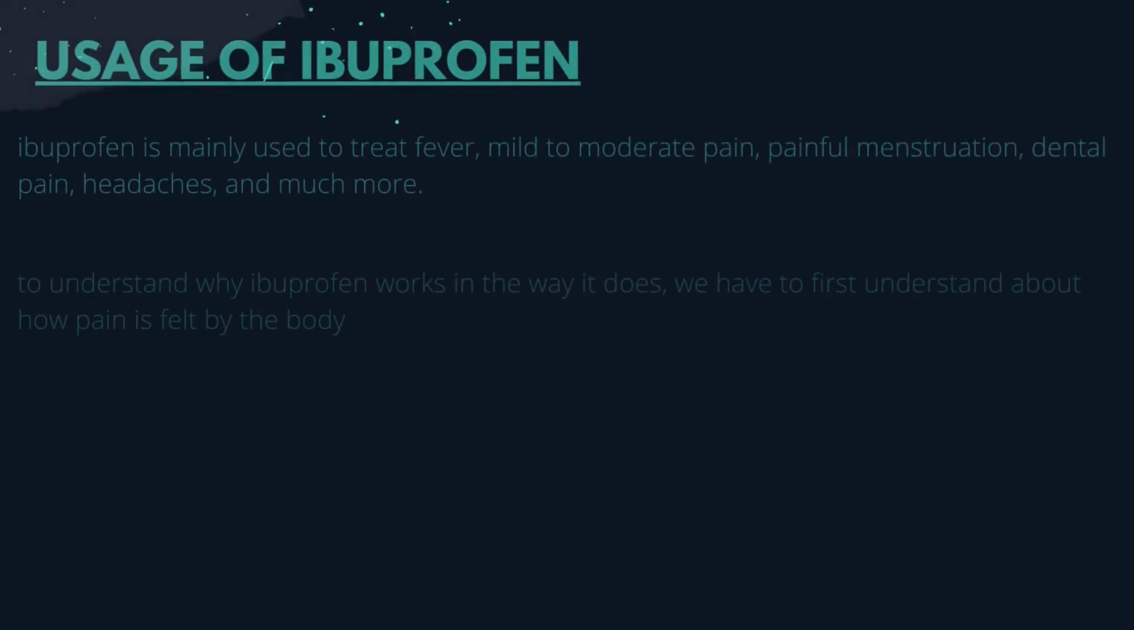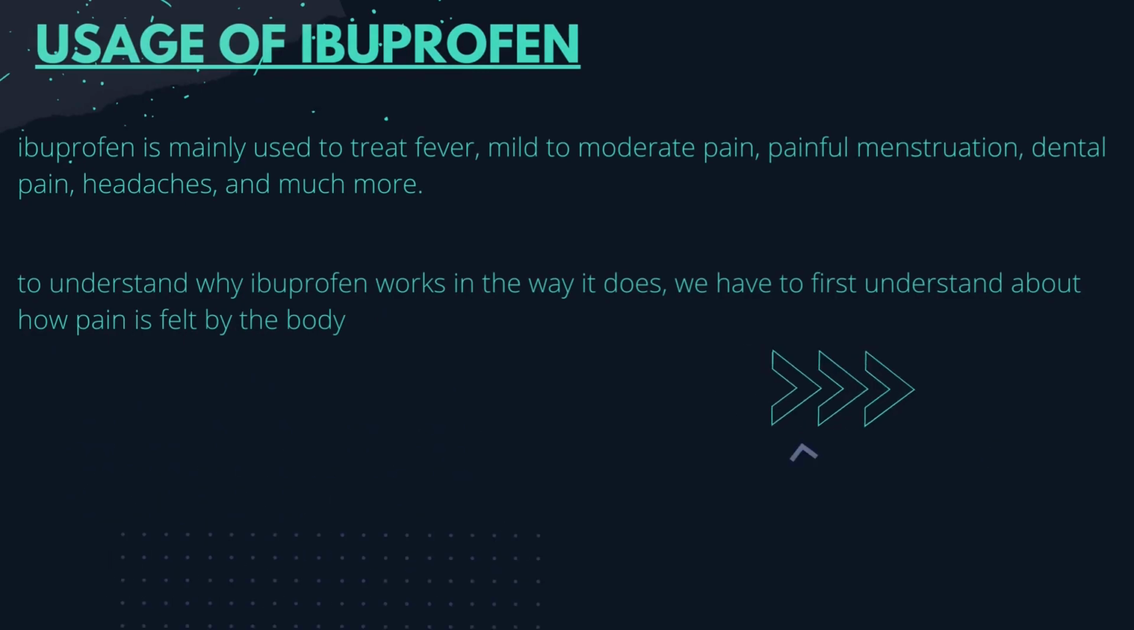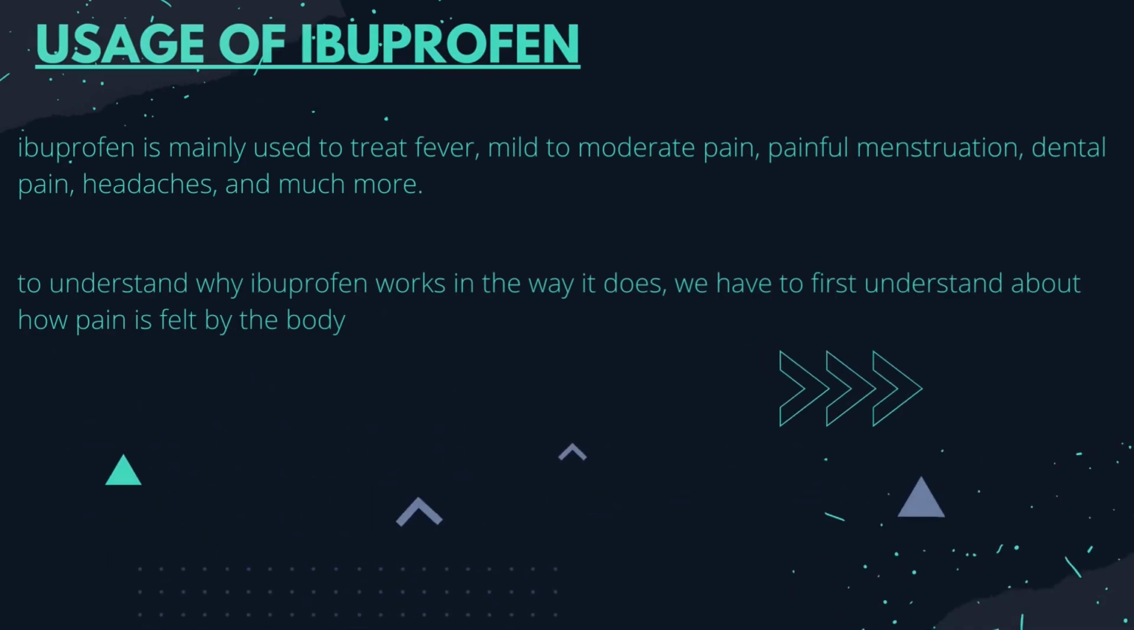Ibuprofen is mainly used to treat fever, mild to moderate pain, painful menstruation, dental pain, headache, and so much more. To understand why ibuprofen works in the way it does, we have to first understand how pain is felt by the body. Thus, we first have to know about prostaglandins.